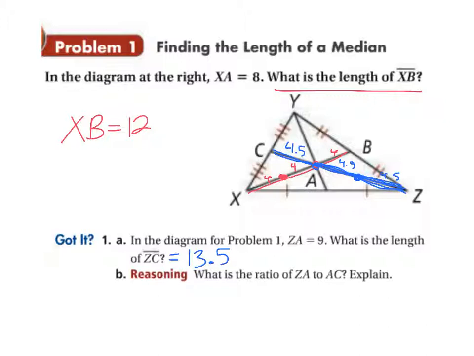If you look at part B here, it says what's the ratio of ZA, well ZA was 9, to AC, 4.5. Well, you can write it like that, but there's a neater way to write it. I mean, 9 is twice as much as 4.5, so I could reduce that, and it'd be a 2-to-1 ratio. And that will always be the case, that the 2/3 chunk is twice what the 1/3 chunk is.